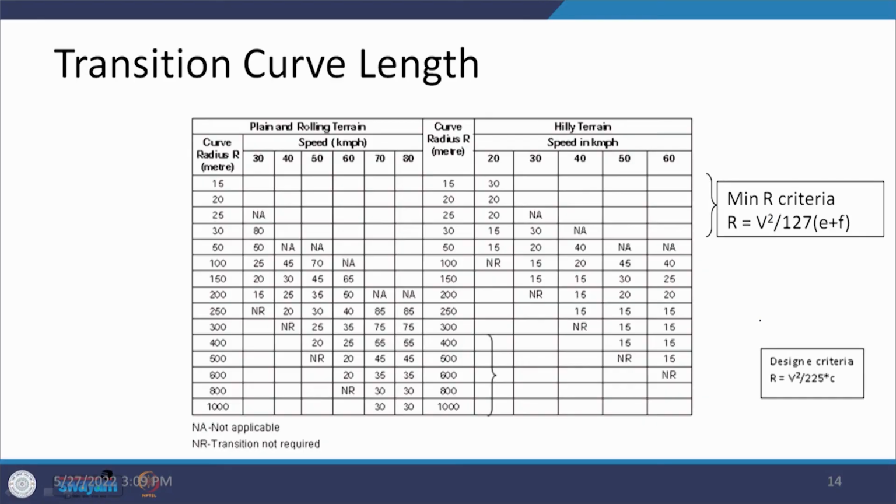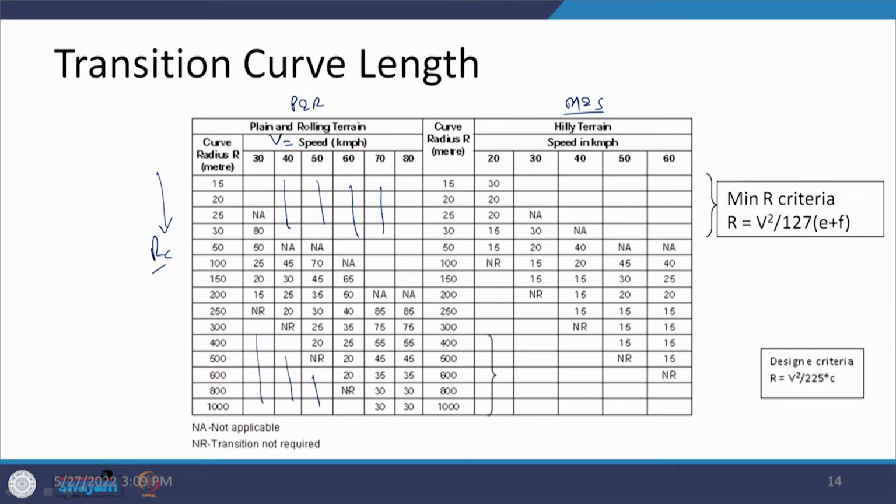So, this table gives you the values of the length of the transition curve. What you can see is this is a plain and rolling terrain and this is a mountainous and steep terrain. So, we have the radius of the curve being provided here, changing from 15 to say 1000 meters, and here we have the speed value in kilometers per hour. Now, what you found is that there are few blanks being provided on this side and there are also few blanks which are being provided on the other side.